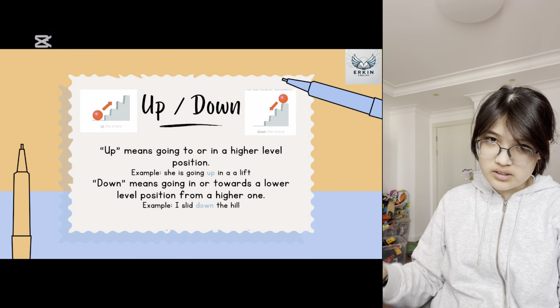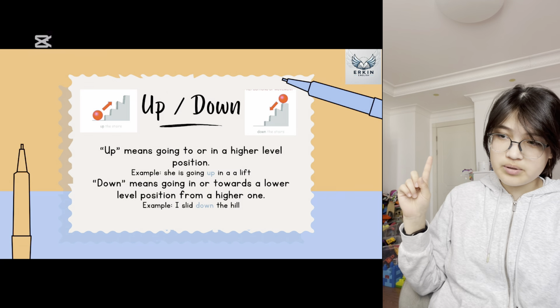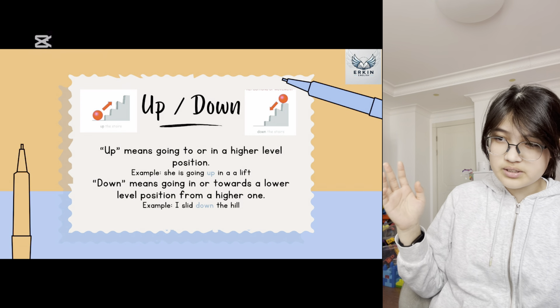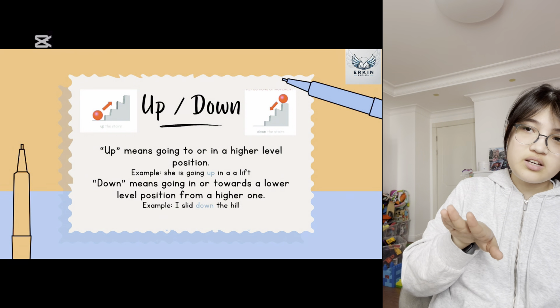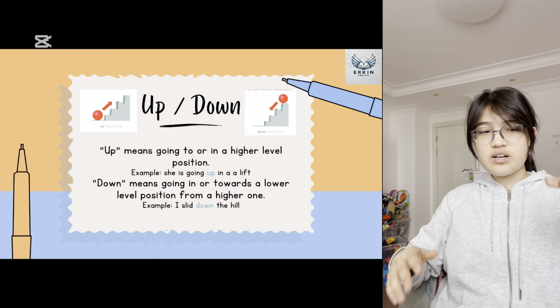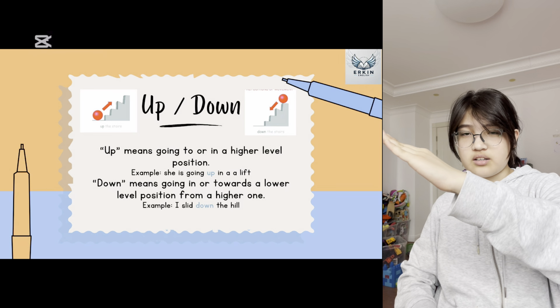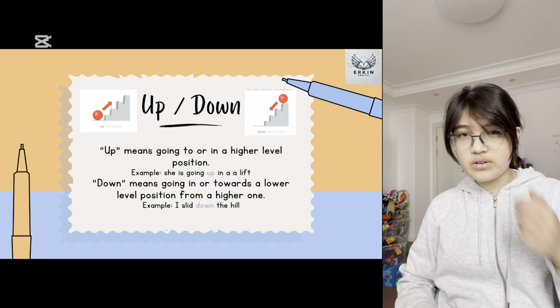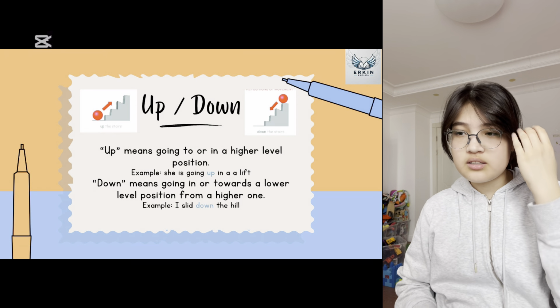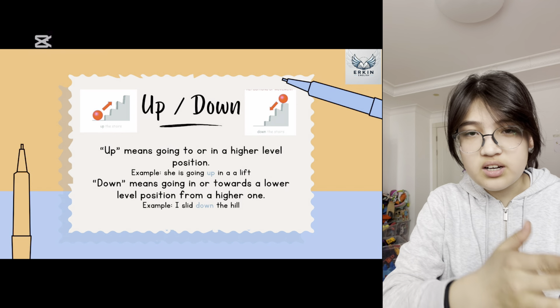And then we have the last 2 prepositions, up and down. Up means going to or in a higher level position. So up doesn't necessarily mean that something is above you. It just means that you're going higher up, unlike the prepositions under or over. So for example, she is going up in a lift.